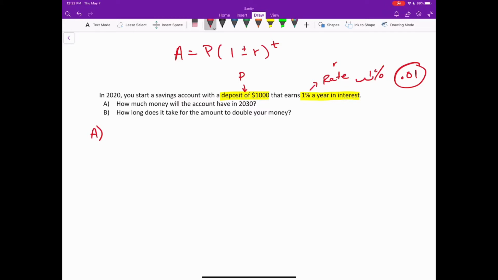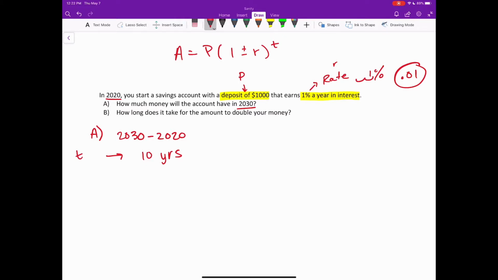All right, notice how I don't tell you how much time has passed in years. That's something that you've got to figure out by yourself, all right? And this one's pretty simple. How much will the account have in 2030? Well, I started this in 2020, so 2030 minus 2020 gets you 10 years. So I know my t value would have to be 10.